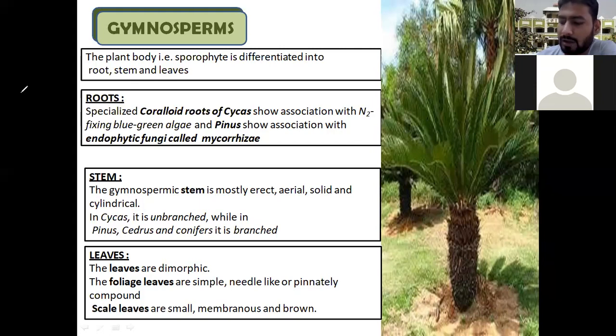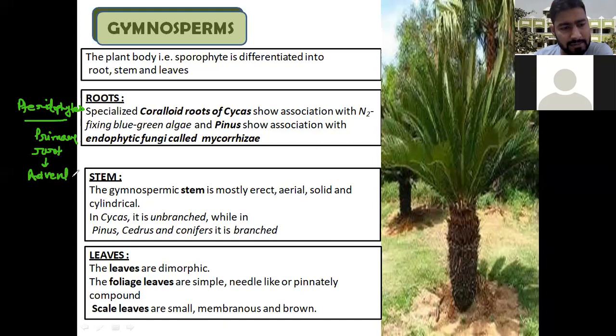The roots found in the Pteridophytes. Pteridophytes primarily have the primary root first, and this primary root gets replaced by the adventitious root. In case of the Pteridophyta, the primary root gets replaced by the adventitious root.